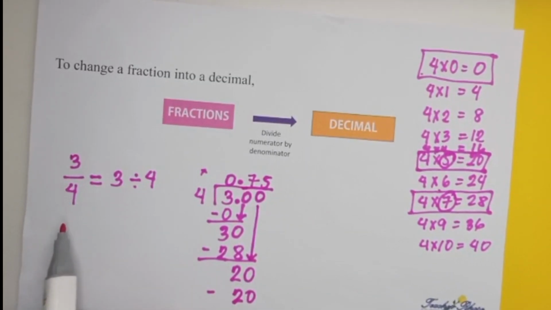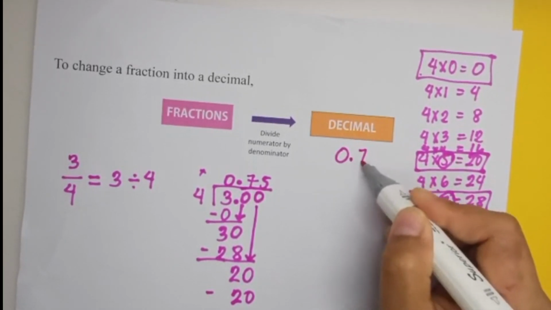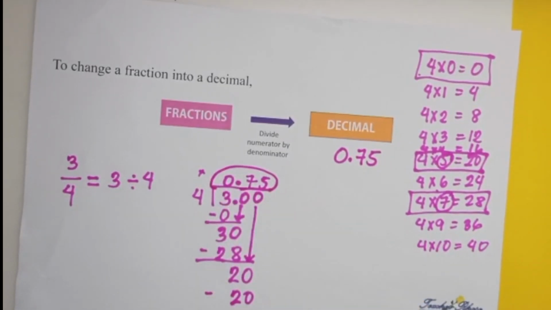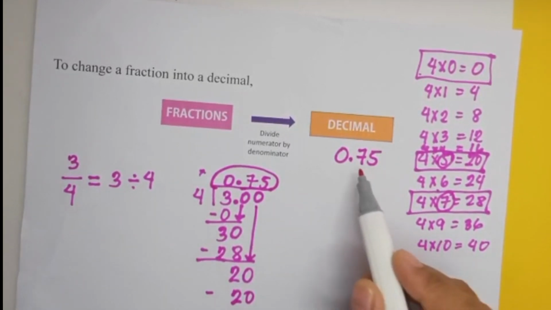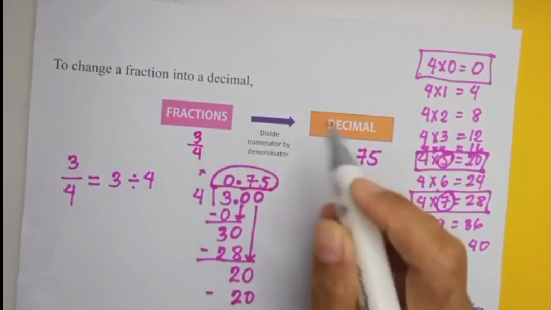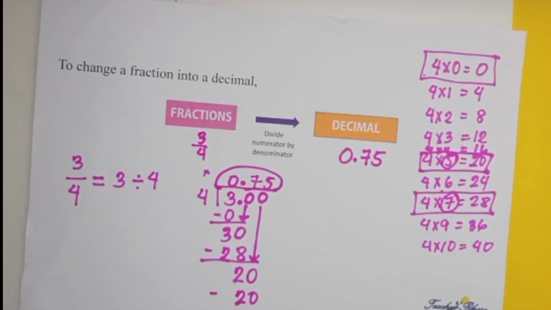So 3 over 4 into decimal will give you 0.75. Take note, 3 over 4 as a decimal is equal to 0.75. 3 over 4 into decimal is 0.75.